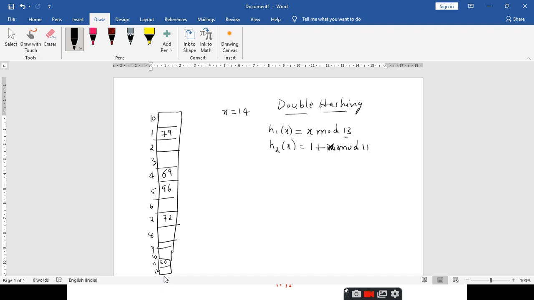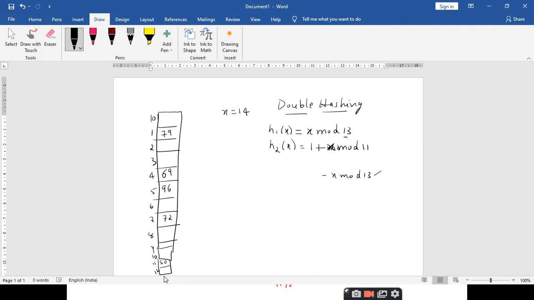You can define your own h2 of x, or your own second hash function. Somebody will write 5 minus x mod 7, which is perfectly valid. Somebody may take 5 minus x mod 13, which is also valid. You can observe that the modulo value I am always taking as a prime number to get better results. That's it. I am just following that rule, nothing more than that.